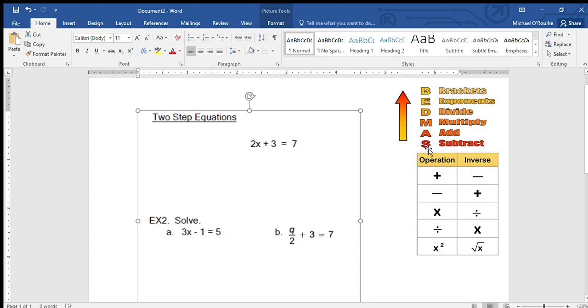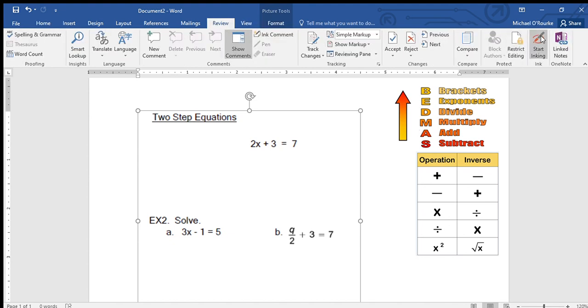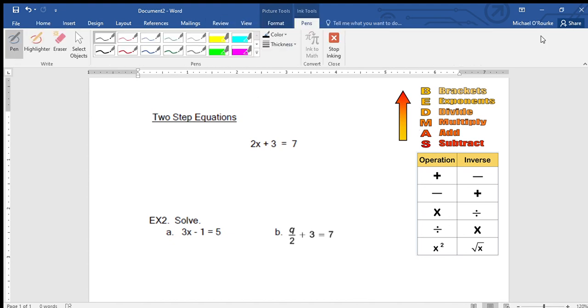Okay, so there's nothing new here that you have to learn. Everything we're going to do, you know already. We just have to take our time and do one at a time. So if we take a look here, we have our BEDMAS, but we're going to do it backwards. We're going to start at the bottom.